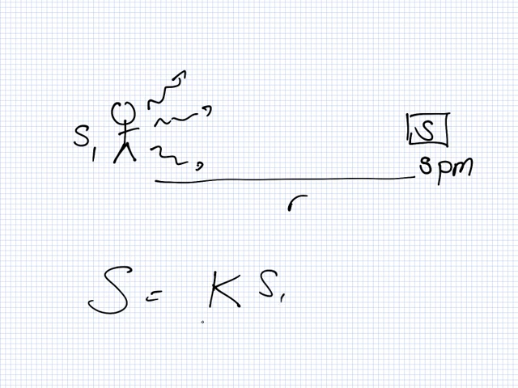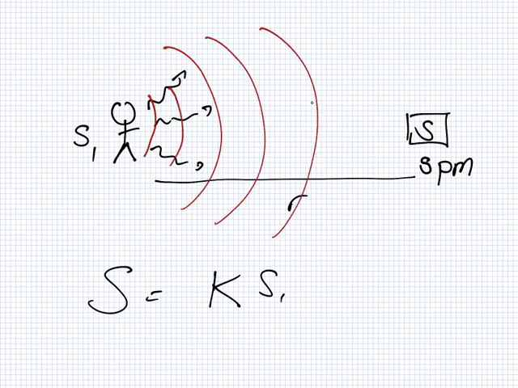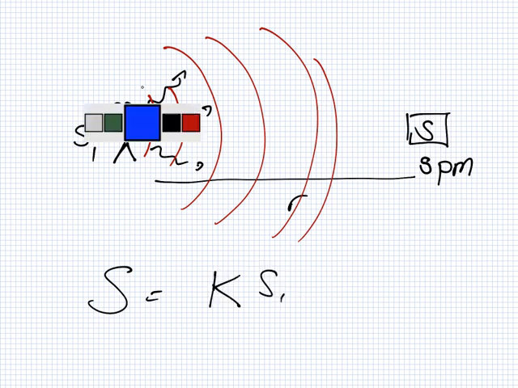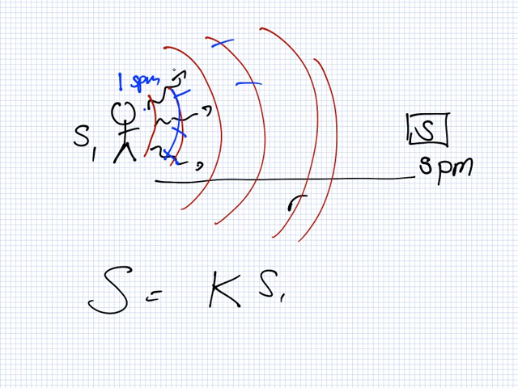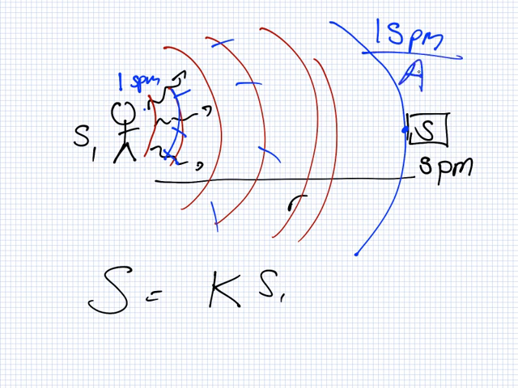But think about what's happening here. The smell comes out, but it gets spread over a bigger and bigger area each second. If there's 1 smell per minute coming out, then here there's also 1, but it's spread over a bigger area. By the time it gets to here, it's spread over a very big area. So this 1 smell per minute, you're dividing it by the area. It's being shared over the area.